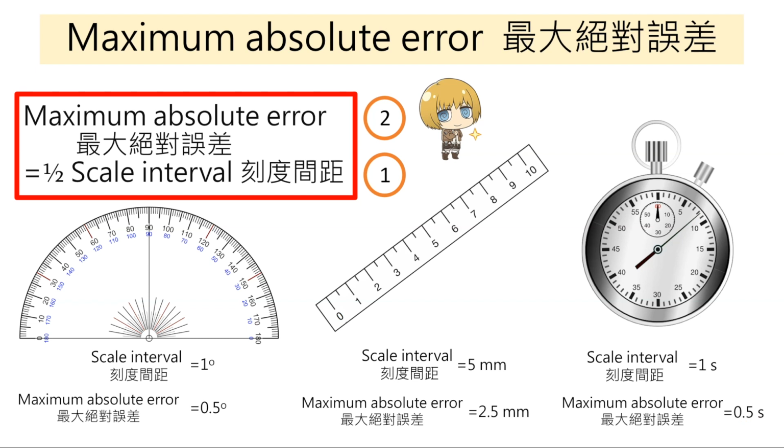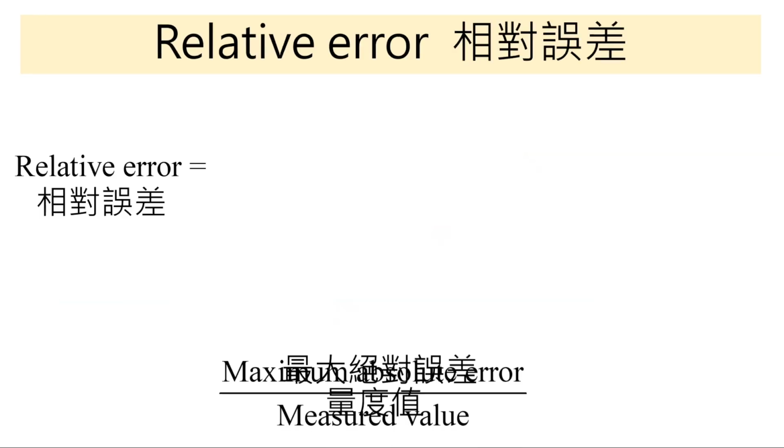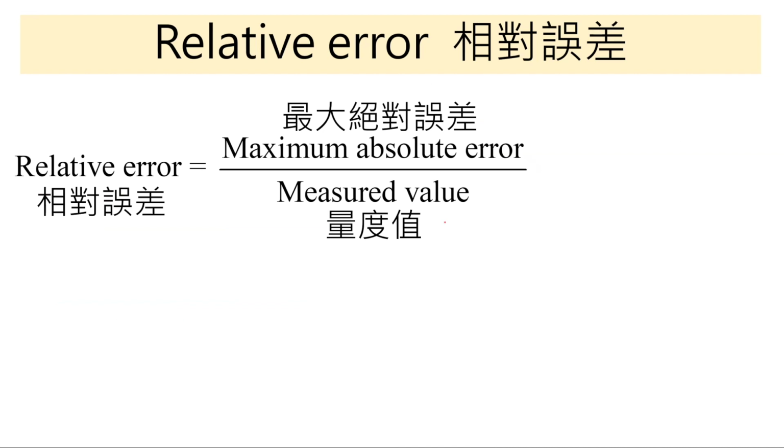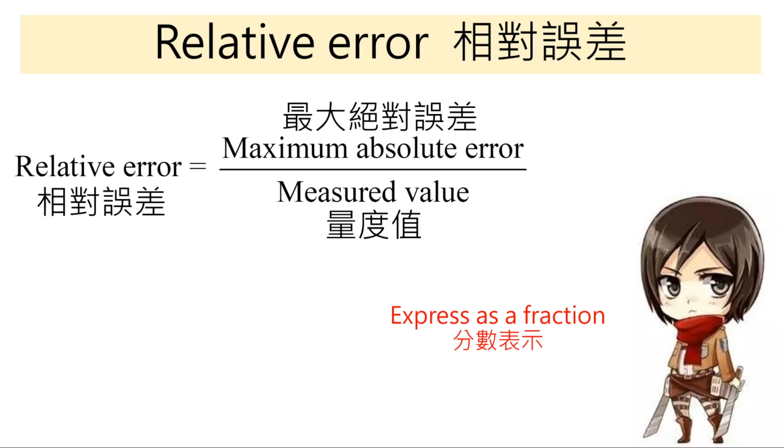After that, it is very easy to find out what is the relative error, which is defined as the maximum absolute error divided by the measured value. The relative error sees the relationship of the error to the measured value, and this is expressed as a fraction. Since it is expressed as a fraction, there is no unit for the relative error. Here's a very quick example.